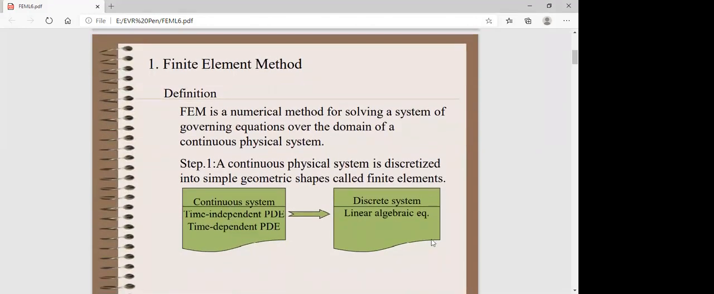Finite element method is one of the numerical methods which is used to solve a system of governing equations over the domain of a continuous physical system. This finite element method is a powerful tool in the numerical methods. Its solution is approximate, even though the finite element method is a powerful tool. Why is it a powerful tool?